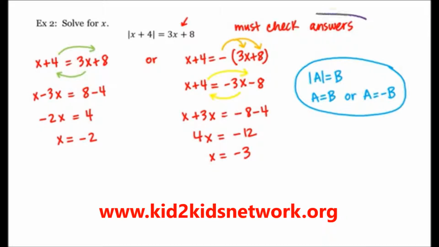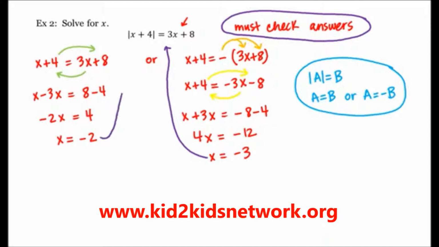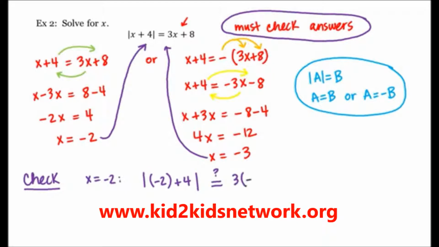Now remember, we must check these answers by plugging each of them into the original equation wherever we see an x. So let's start with x equal to negative 2. The question is, is the absolute value of negative 2 plus 4 equal to 3 times negative 2 plus 8? Or is the absolute value of 2 equal to negative 6 plus 8, which is 2? And yes, it is. So negative 2 works.